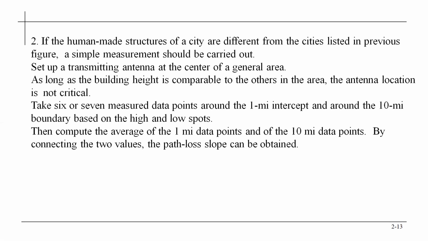Like this, if you take 6 or 7 measured data points around the 1 kilometer intercept, 1 mile is nothing but 1 kilometer around, based on the high and low spots. Based on the high and low spots, the data collected from the data points should be averaged. Further, we will predict the coverage area of this particular area.